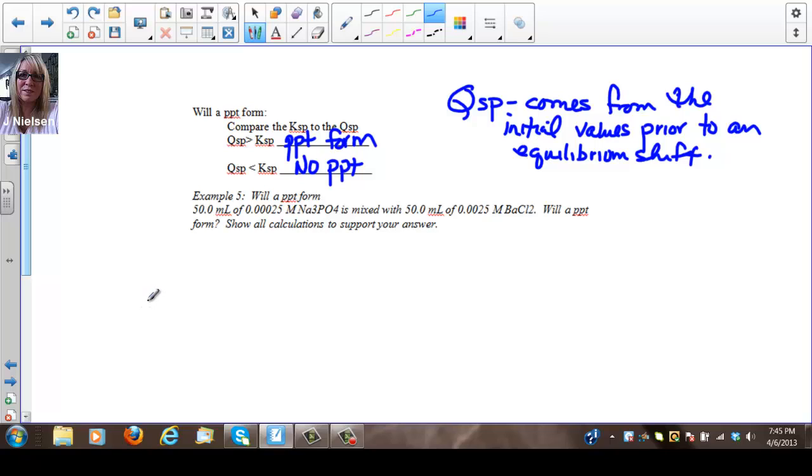So, will a precipitate form when 50 mL of 0.00025 molar sodium phosphate is mixed with 50 mL of 0.0025 molar barium chloride? Will a precipitate form? Show all calculations and support your answer.